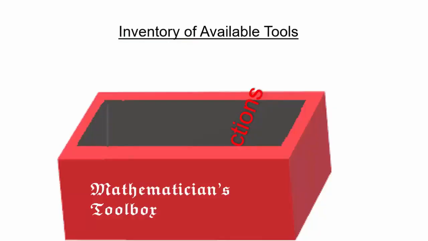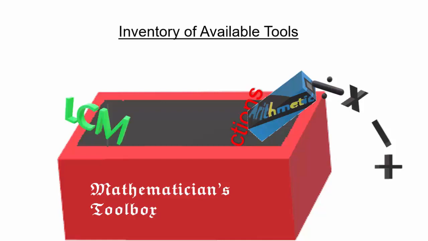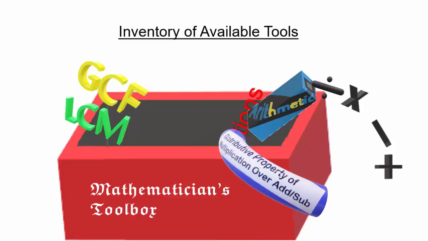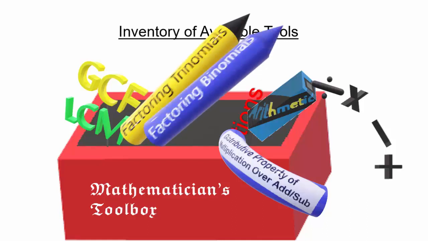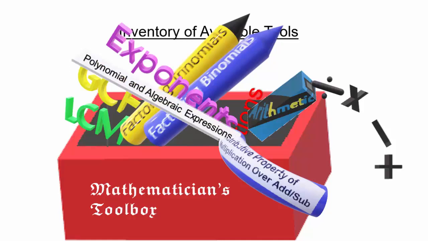Let's just review some of the tools that are in your toolbox, like arithmetic operations of addition, subtraction, multiplication, division. We have other tools like least common multiple that we use for making common denominators when adding fractions or rational expressions. Greatest common factor we will use, that's the first step in factoring. We have our distributive property of multiplication over addition and subtraction. Factoring, trinomials, binomials, rules of exponents, polynomial and algebraic expressions, which is what we'll be working with mostly.